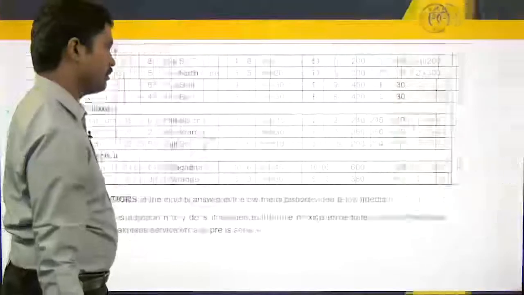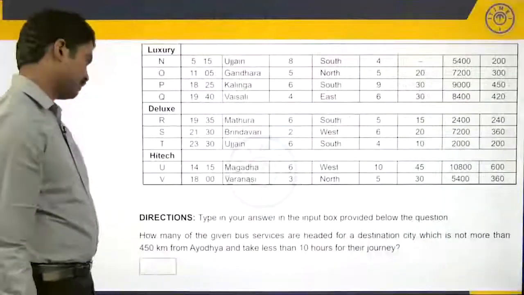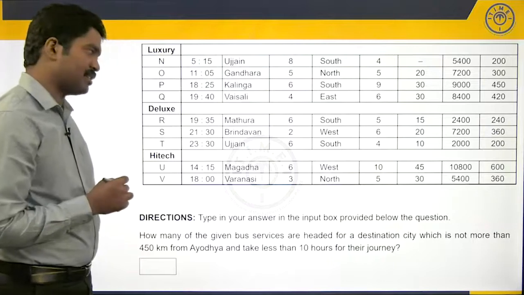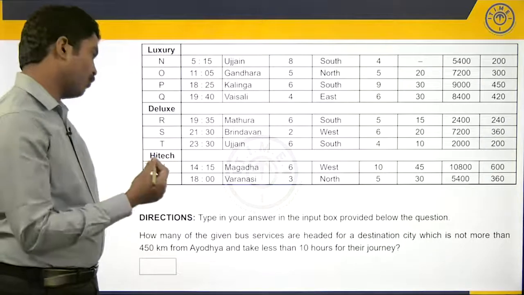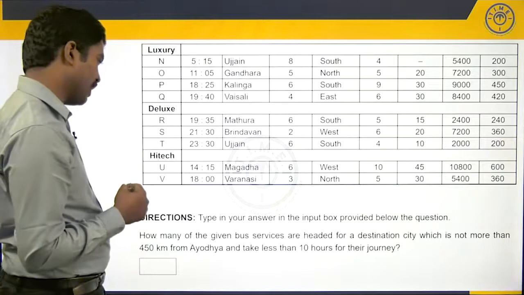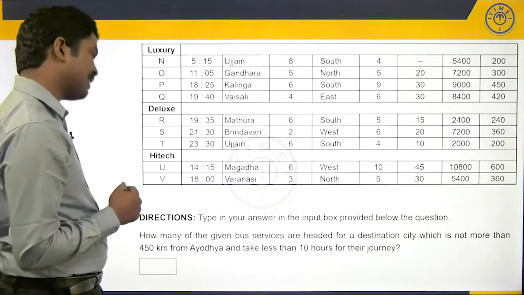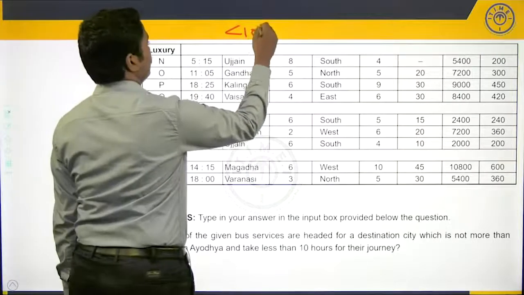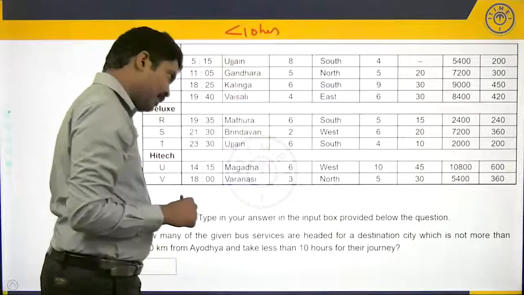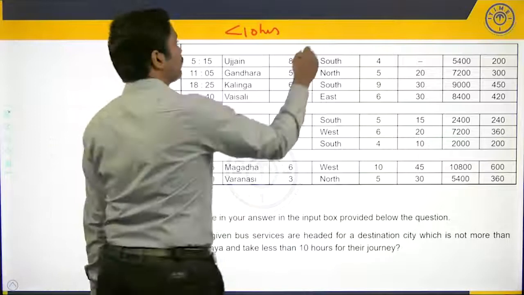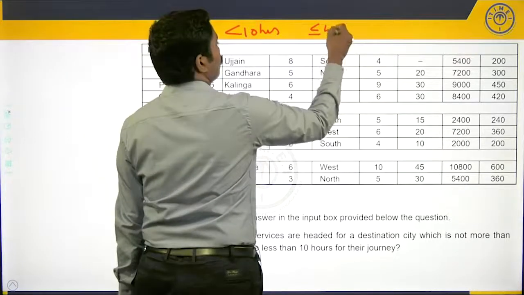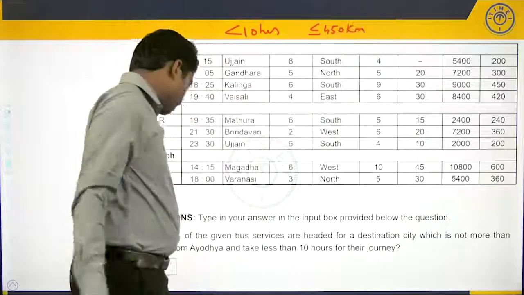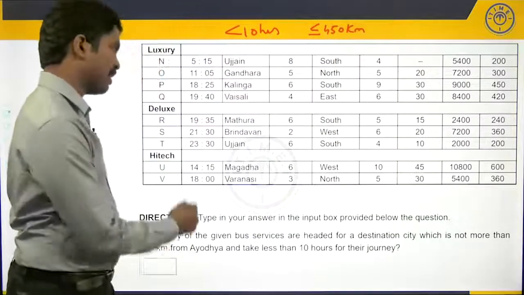Next question. How many of the given bus services are headed for a destination city which is not more than 450 km away from Ayodhya and take less than 10 hours for their journey? So they need to take less than 10 hours and not more than 450 kilometers away. So the distance should be less than or equal to 450 kilometers. So how many of the given bus services are headed this way?